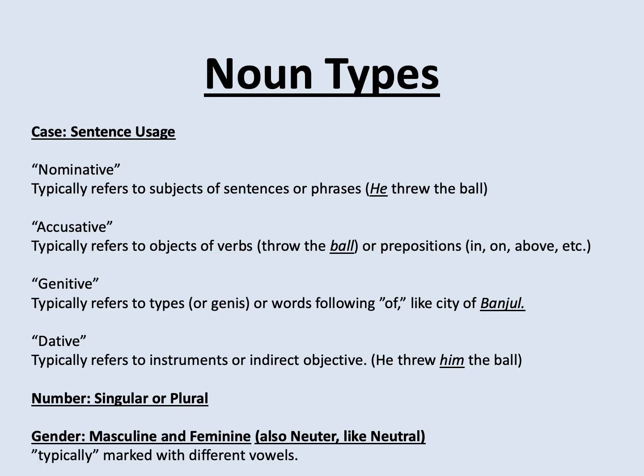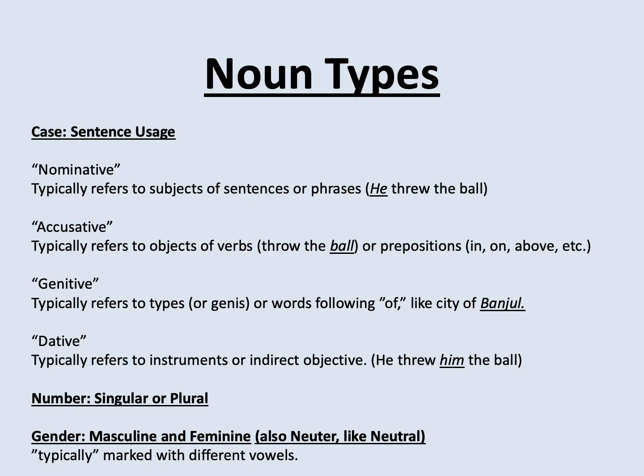Dative refers to instruments or the indirect object. So it's not that he threw him. He didn't throw him, he threw the ball, but he threw the ball to him. So the him is the indirect object. That's who the ball is being thrown to. So in this case, he would be in the nominative, since he's the one throwing. Ball would be in the accusative, because that's what's being thrown. Him would be in the dative, because it is the indirect object.